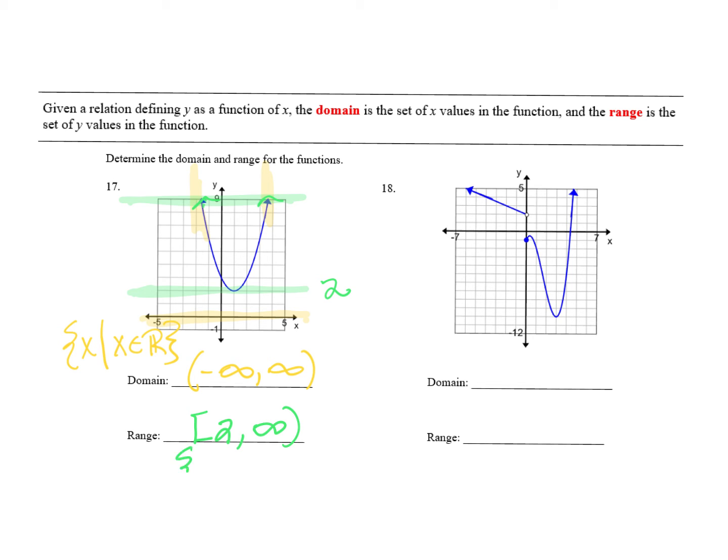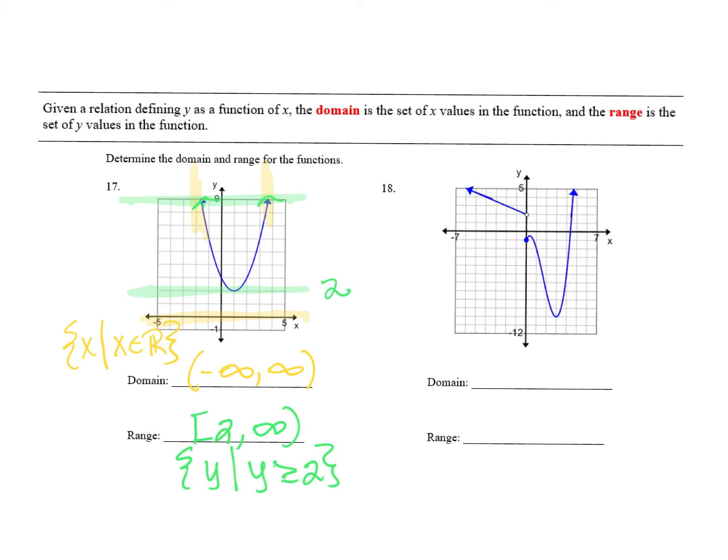In set builder notation, that is x. Nope, not x. Let's fix that. Okay, that's y, because I'm dealing with y here, such that y is greater than or equal to 2, because it starts at 2 and goes up forever.